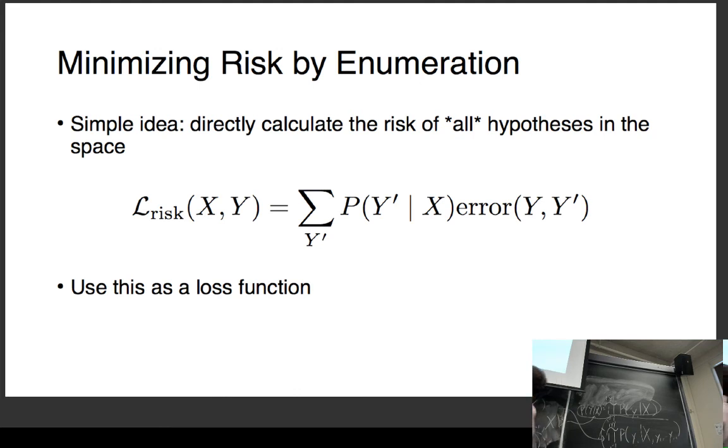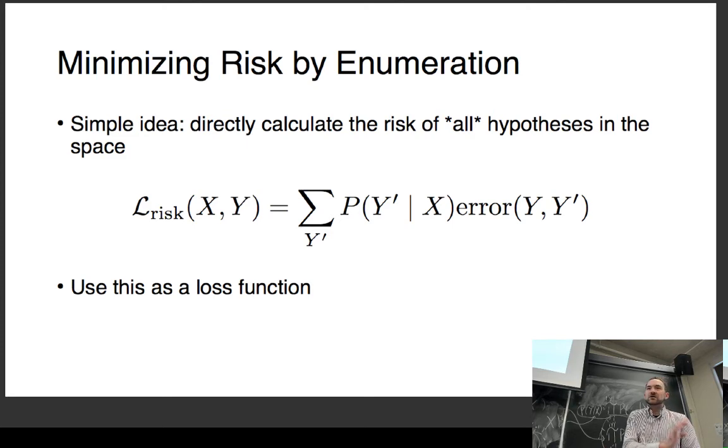So P of y prime given x is the probability calculated according to your model, and your error is calculated using y prime and your correct answer. You can also do your expected reward, which is kind of like the opposite of your risk. Your risk is your expected error. Your expected reward is the expectation of the reward. And then you can directly use this as your loss function. You don't need to do any sampling, or anything complicated like baselines or whatever.